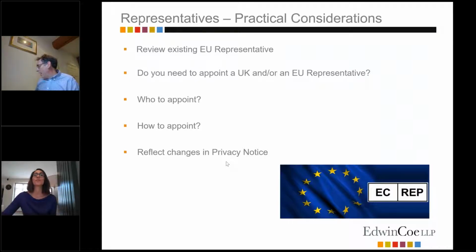This is quite a good one actually, and one I've had before. So the question is, can my UK or EU representative and data protection officer be the same person? It's a good question. The general view of the EDPB is no. These are different roles, and therefore there is a risk of conflict of interests if the same person does both. So generally the answer is no.